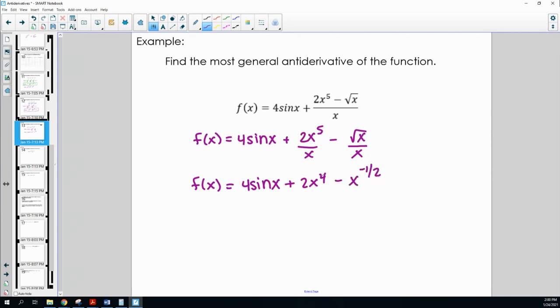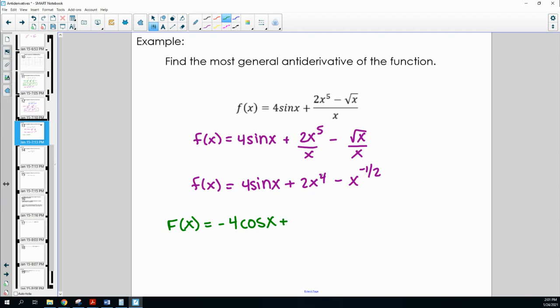So now that I have everything with exponents, it's a lot easier to take the antiderivative. So the antiderivative is going to be, the 4, because there's a constant in front, you can keep that constant of 4. The antiderivative of sine of x is going to be negative cosine x. You could refer back to that table of antiderivatives or just think about the derivative of this will give us that.